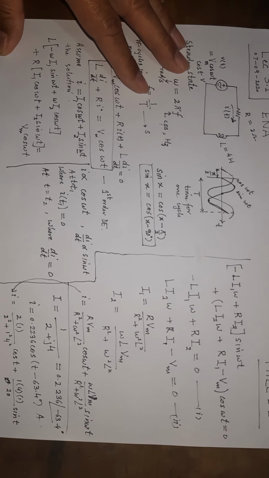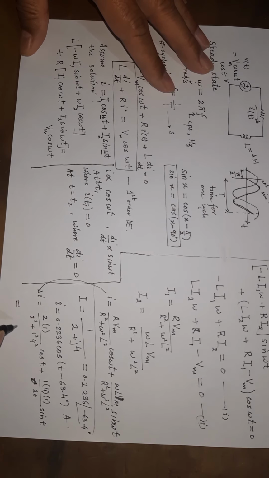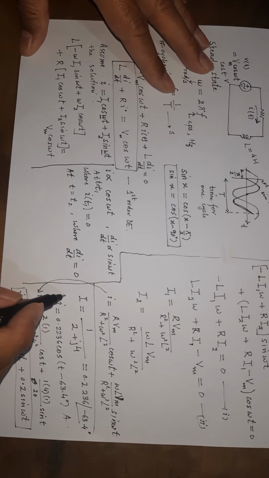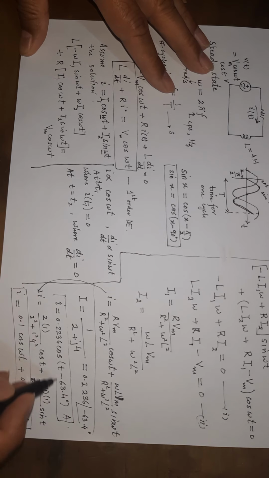And that would be equal to 2 over 20, which I think would be 0.1 cos of omega t, plus 4 over 20, which would be 0.2 sine of omega t. So this solution says i(t) would be equal to this. This solution says i(t) would be equal to this.